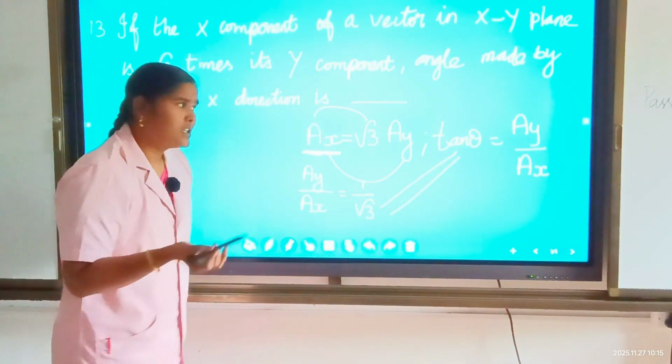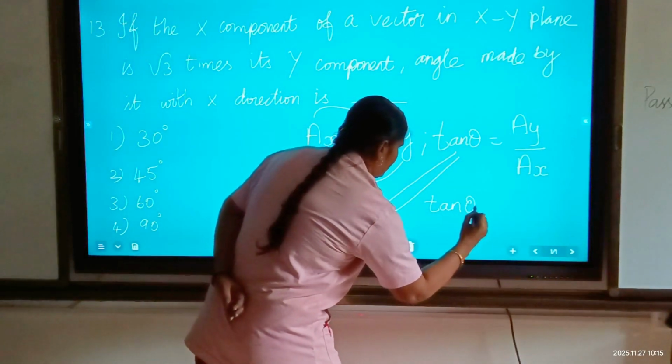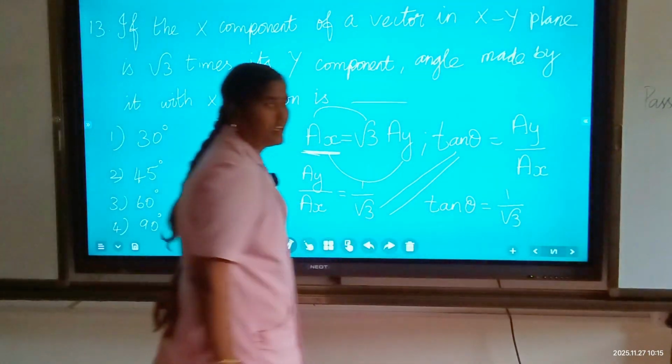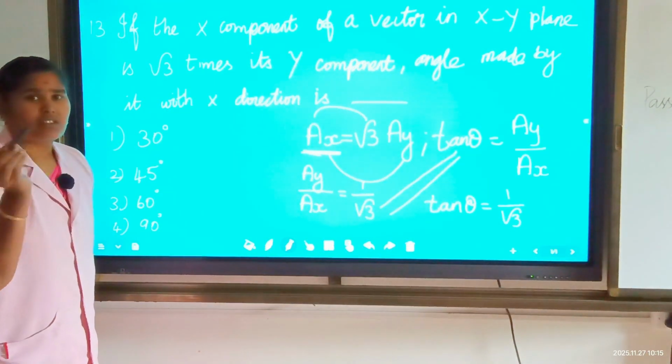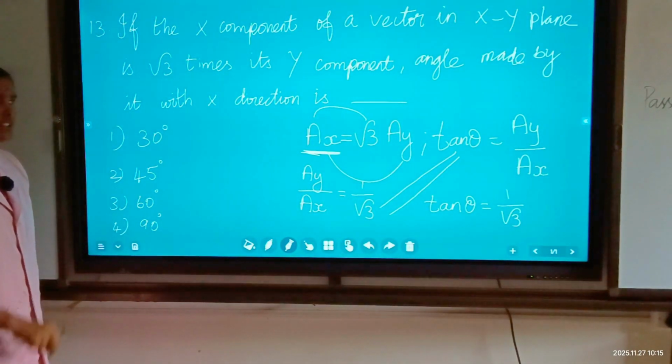Have you all got it? So, we can write tan theta is equal to 1 by root 3. When do we have 1 by root 3 for tan theta? Say. Now, mark the correct answer. Good.